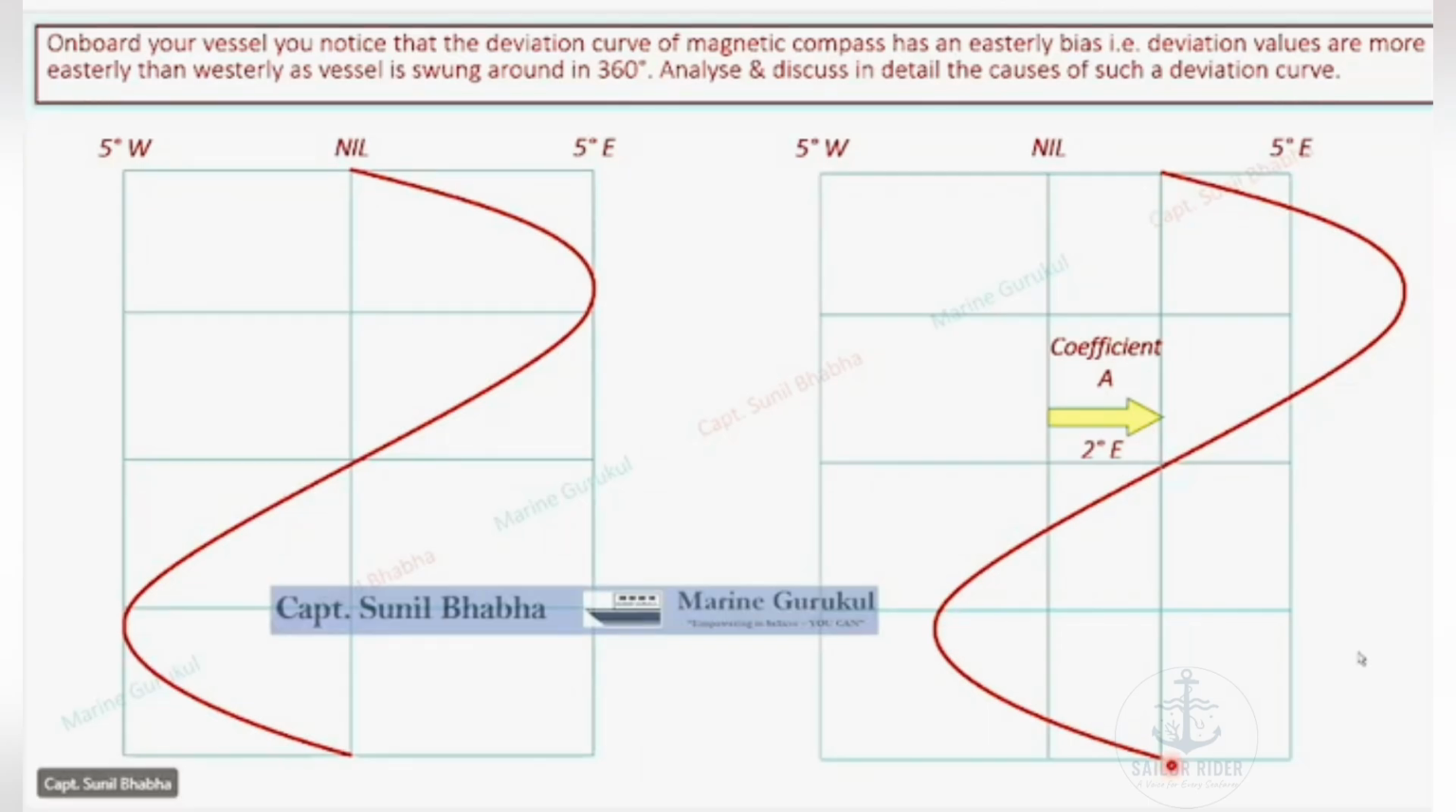So we need to explain the coefficient A in this question, making the deviation diagram and explaining the deviation on all cardinal and intercardinal headings.